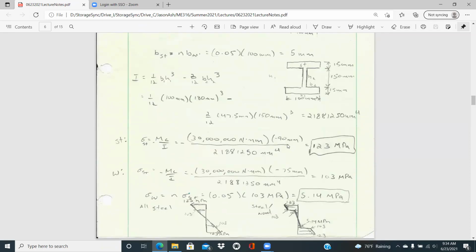And so with that, the c value would be the distance from the center to the outer edge for the steel. So 150 plus 30 is 180, divided by 2 is 90 millimeters. That's our c value, and I we just calculated. So the maximum stress in the steel portion we get is 123 megapascals.